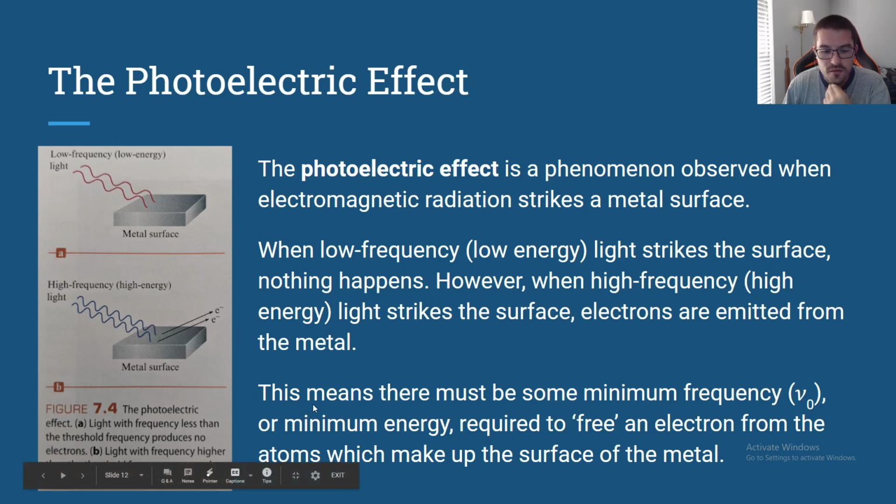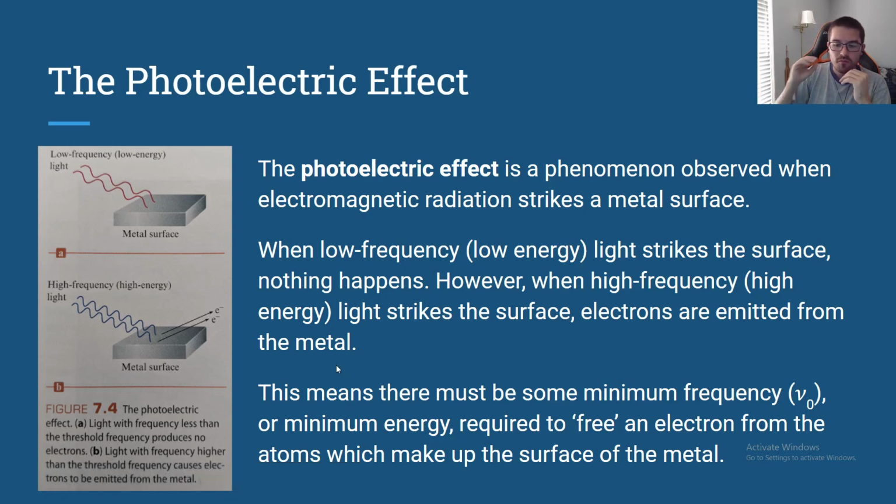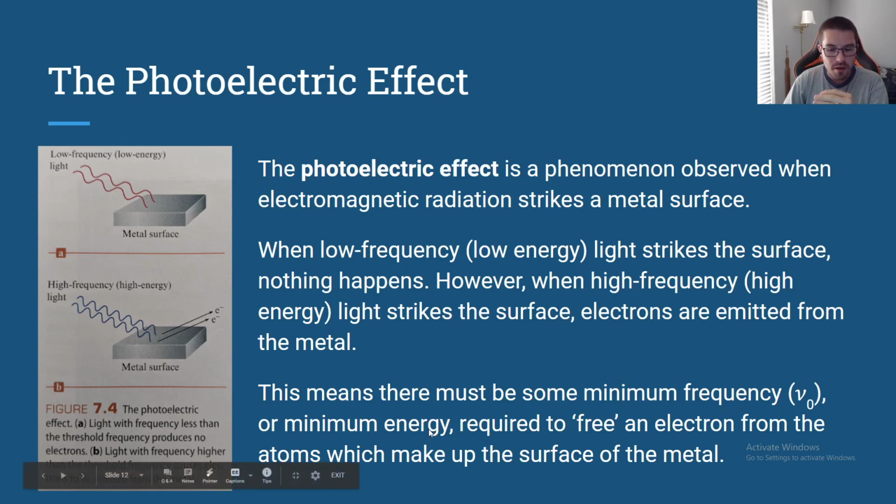What this means, and I summarize this here in this last little blurb, is that there must be somewhere in the middle a minimum frequency or minimum energy where this exactly starts to happen. There must be some minimum frequency or minimum energy required to free an electron from the atoms which make up the surface of the metal. You see what I'm saying?